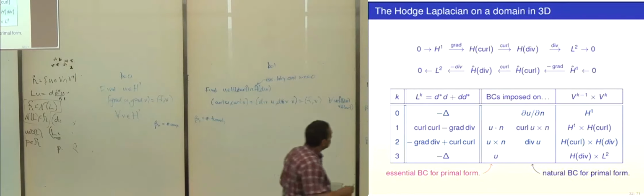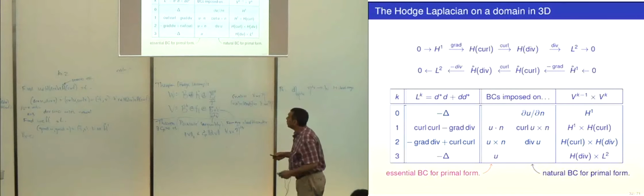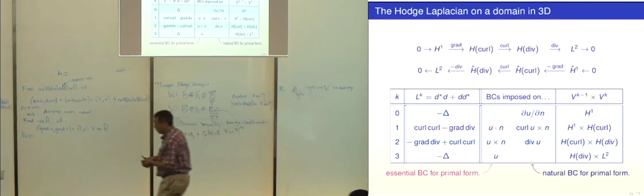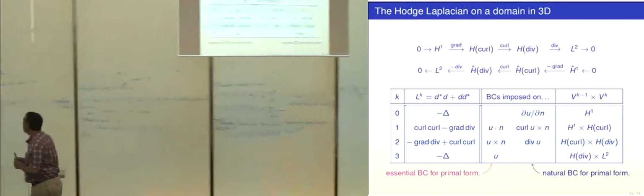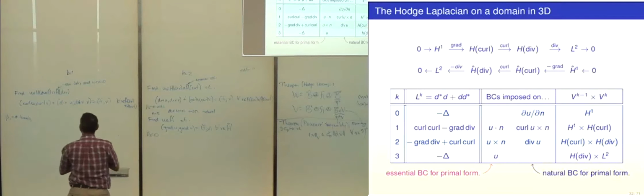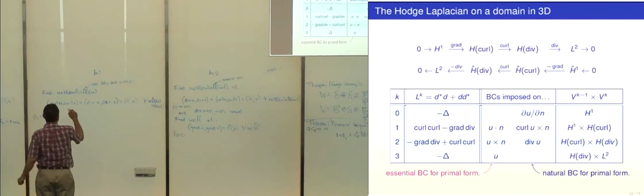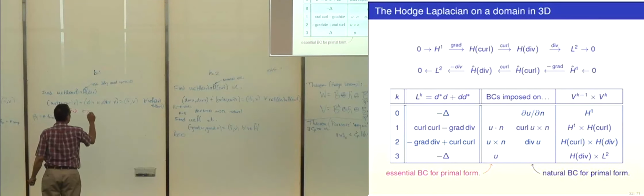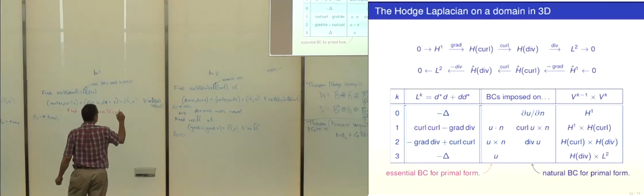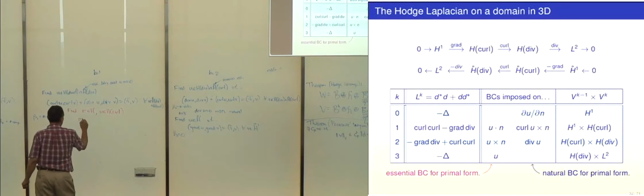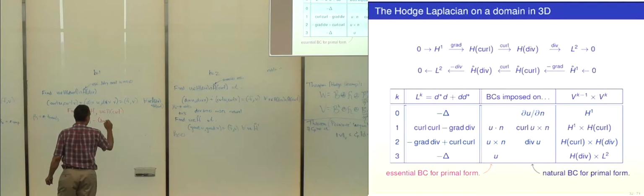So we have these problems. Now what about the mixed form? Well, in the mixed form, we use two variables. Let's start with k equals 1, so nothing vanishes. Then we want to find a sigma in H1 and a u in H curl. And the first equation says that sigma represents minus grad u.